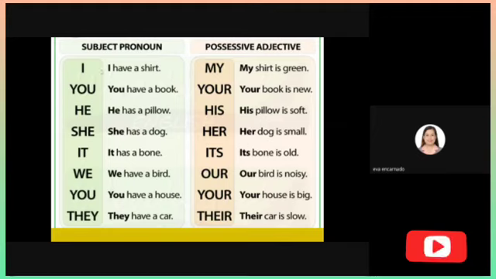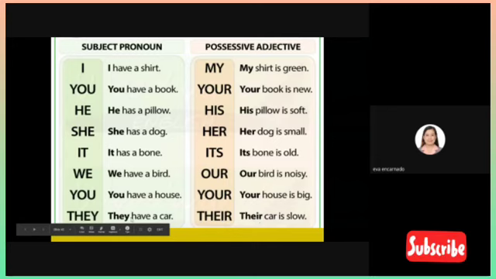Okay, tingnan mo tong subject, pag subject pronoun siya. I have, you have, he has. Laging katabi niya may verb na katabi. May linking verb. So, if you're going to use it as a possessive adjective, dapat followed by a noun kaagad. Her dog, its bone, our bird, your house, their car.